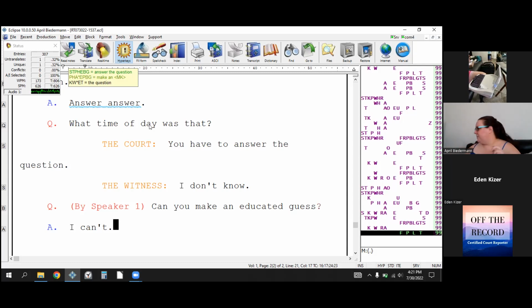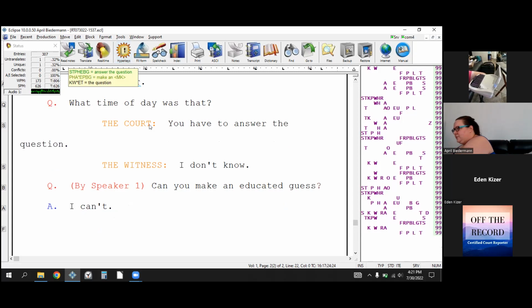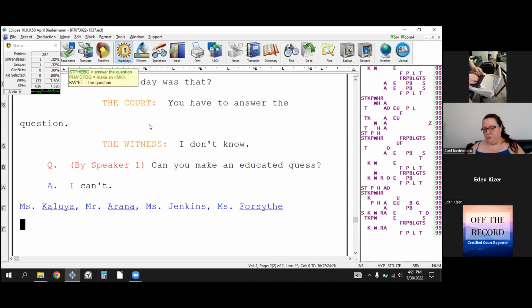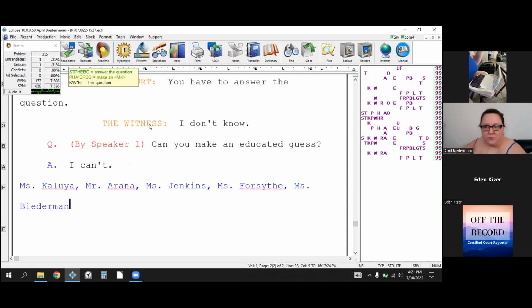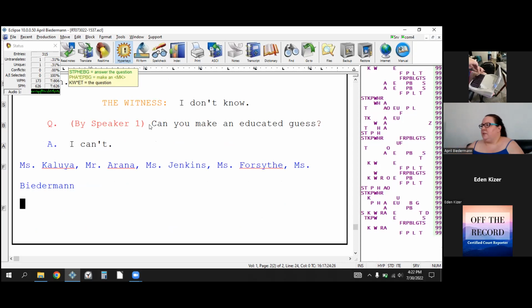Yes. So let's say we have, I'm going to type it over here just so that I can keep the names straight. Let's say we have Miss Kaluuya, Mr. Arana, Miss Jenkins, and Miss Forsyth, whatever. I just picked out some words. And then the fifth attorney is speaker one, whoever that is. That's Miss Biederman. All right, that's my last name. So Ms. Biederman, that's gonna be Snoo. Okay, so that's easy.